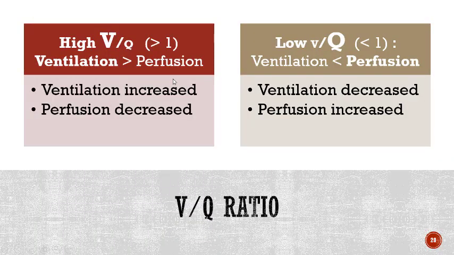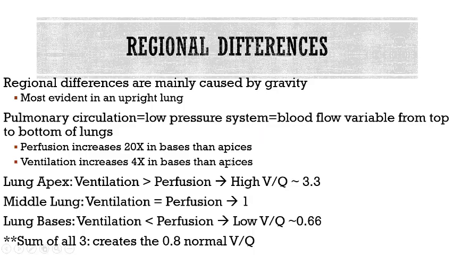Okay, so another way that I put it, high VQ or VQ greater than 1 means that ventilation is going to be greater than perfusion. A low VQ would be less than 1, and ventilation would be less than perfusion. I'm just saying a lot of the same things over and over in different ways, but again, trying to land this. So regional differences, again, going to circle through. Regional differences are mainly caused by gravity. They're most evident in the upright lung.